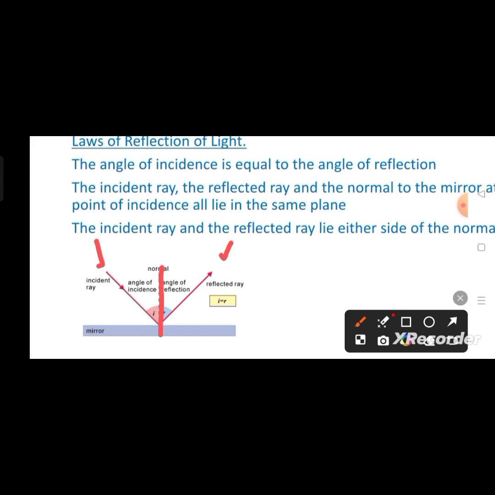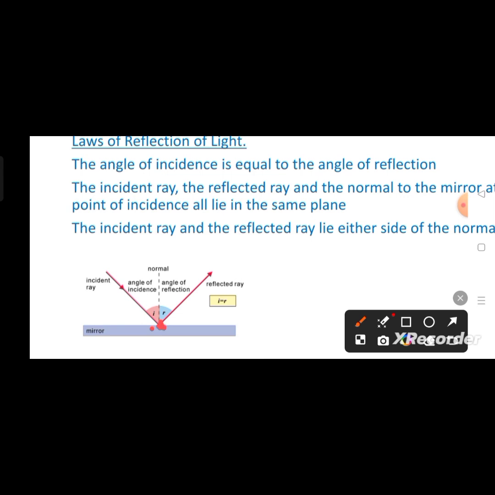What is a normal? The perpendicular line that we can draw to a surface at a 90-degree angle is called the normal. So for this surface we can draw many normals. But which normal are we considering? We are considering the normal at the point of incidence. So what do you mean by point of incidence? Where the incident ray strikes the reflecting surface, that point is called the point of incidence.